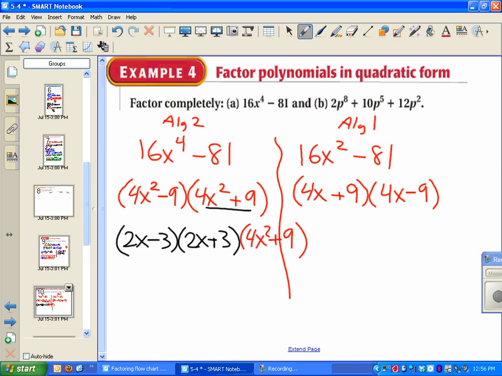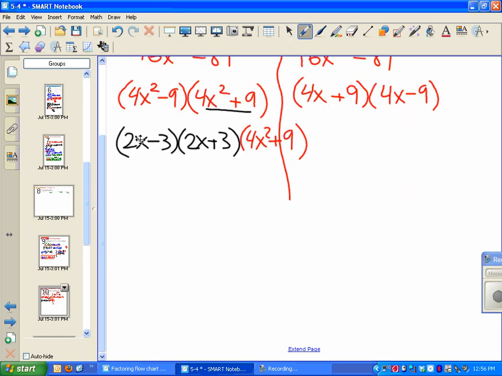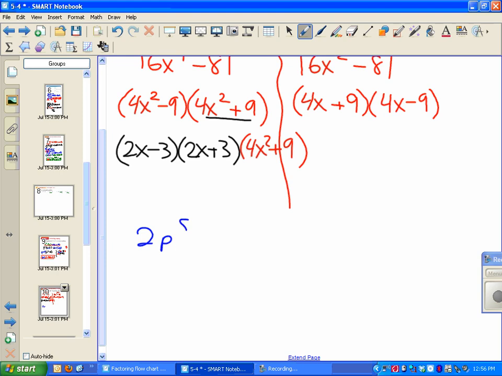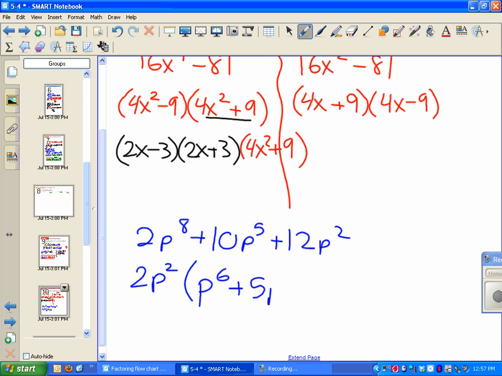All right, for part B, we have 2p to the 8th plus 10p to the 5th plus 12p squared. Right, you always look for a GCF, and this has a GCF of 2p squared, so I'm going to factor that out first. And then I would get p to the 6th plus 5p cubed plus 6.